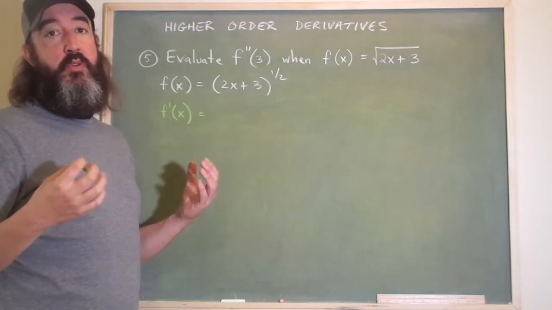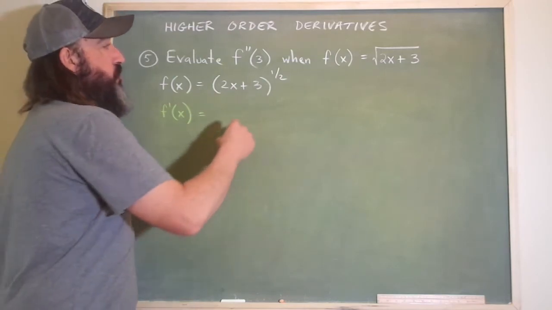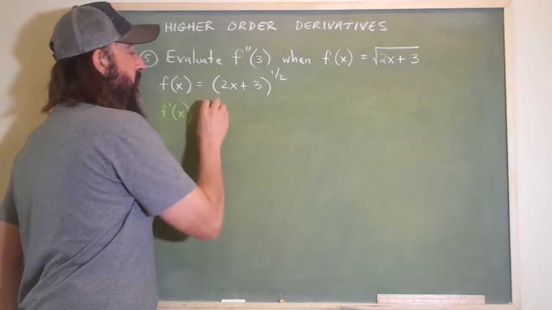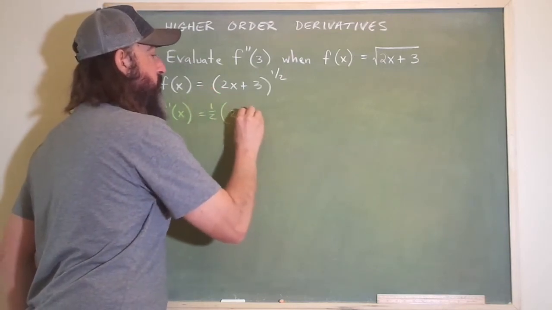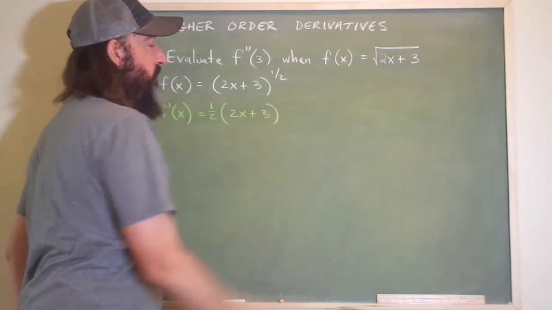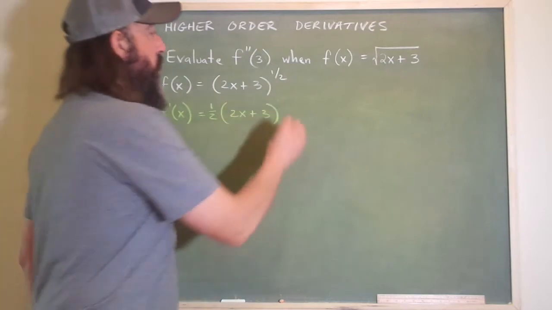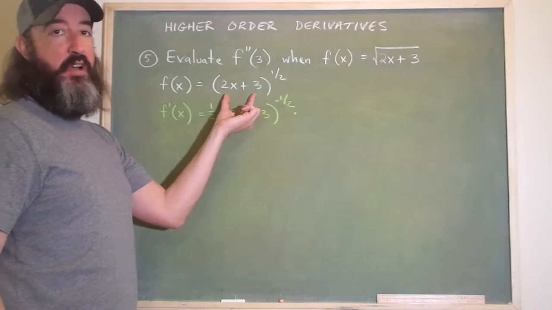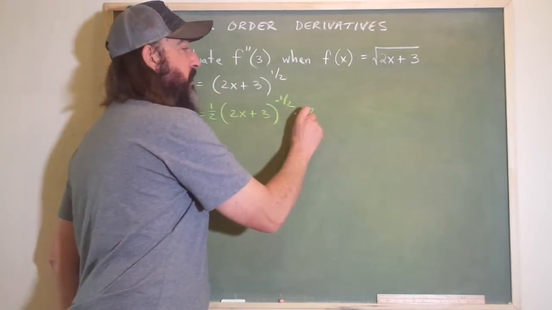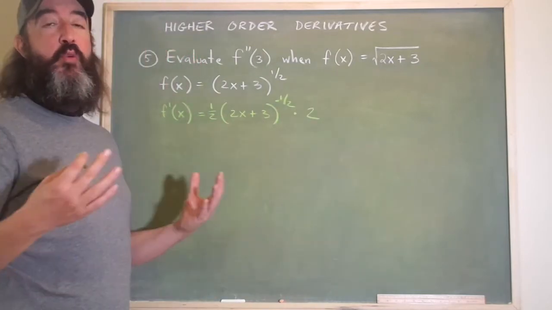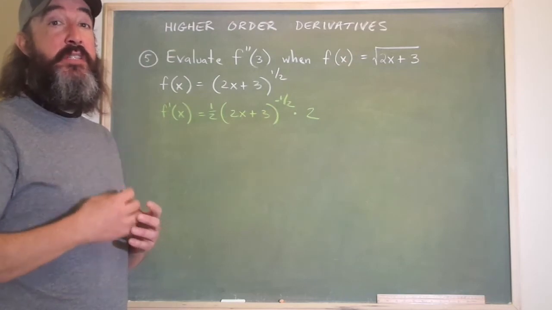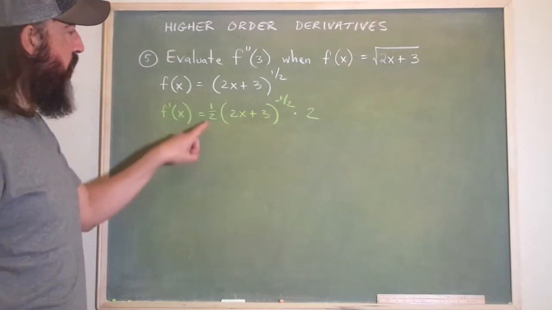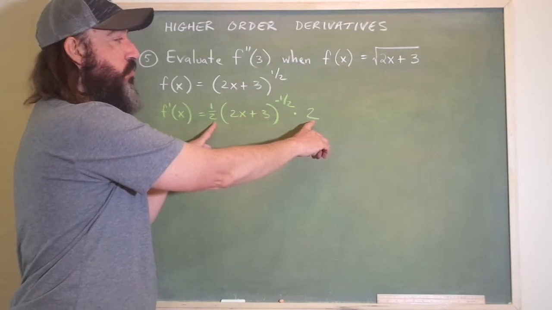I'll use the chain rule, or general power rule, to get the first derivative. Let me move the 1/2 in the front, and then 2x plus 3, I'll subtract 1 from the exponent. 1/2 minus 1 is negative 1/2, and then I need to multiply by the derivative of 2x plus 3. I'll multiply by 2. Now, before we go get the second derivative, let's notice that we can simplify this first derivative. 1/2 times 2 is 1.